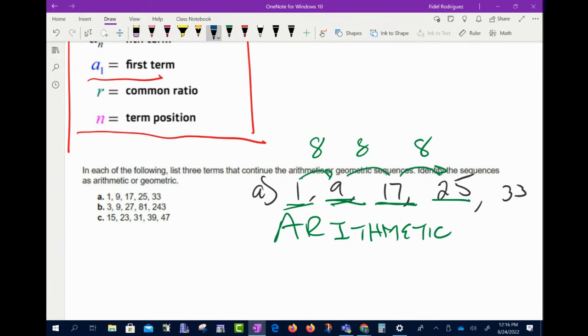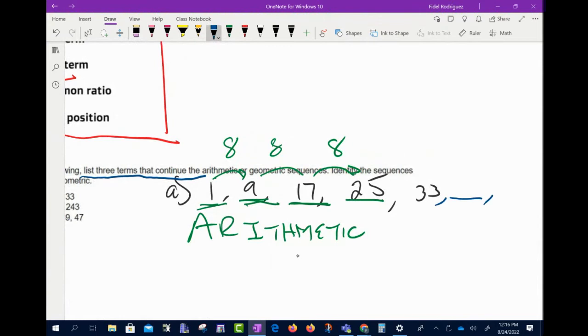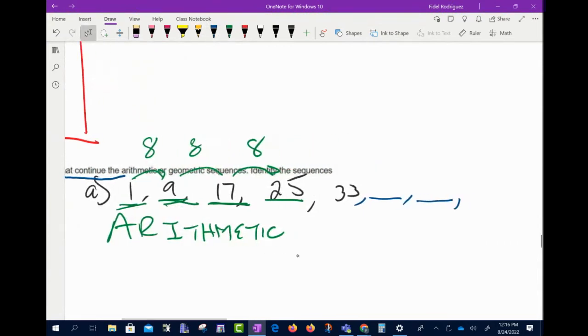Okay, so we found out that it was arithmetic. The question is telling me, list 3 terms that continue the sequence. So I want to put 3 more numbers here. 1, 2, 3. Okay. Does anybody know what number would I write in the first box if I'm adding 8 each time? What's 33 plus 8? 41. Okay. If I add another 8? 49. Okay. And if I add one more 8? 57, right? Good. Okay. So that's what they're asking me to do. They're asking me to put the next 3 terms. Okay. So arithmetic, and we got our next 3 terms.